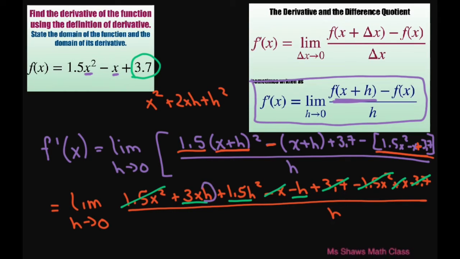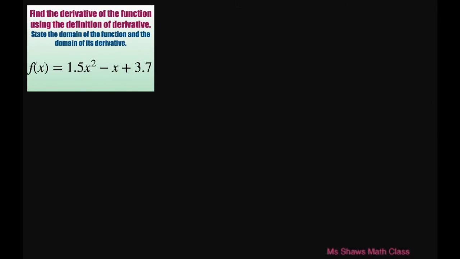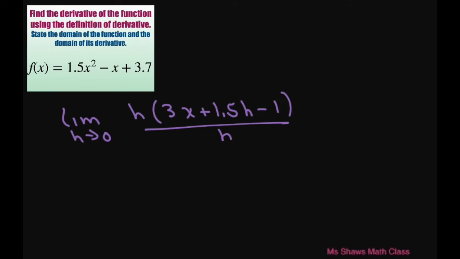So now we're just going to simplify this, and when I simplify, I'm also going to factor out an h because they all have an h. So this is going to be the limit as h approaches 0, and I'm factoring out an h. We have 3x plus 1.5h minus 1. All divided by h. And this is our goal.